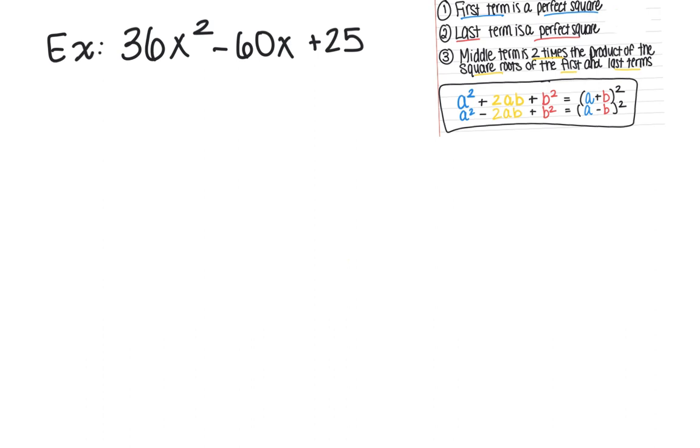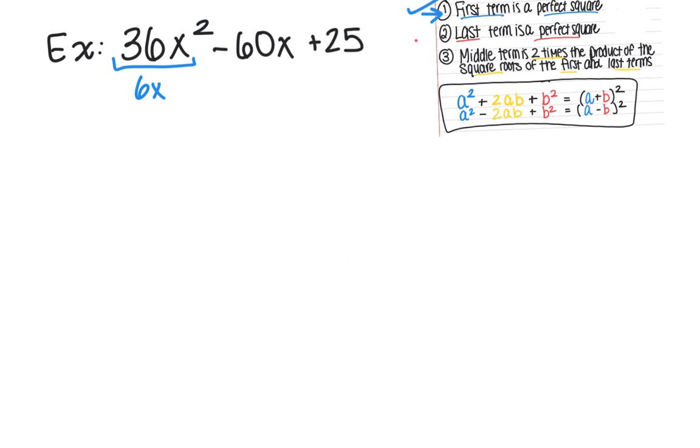All right, let's do an example in our notebook. So go ahead and copy this down and then push play when you're ready. All right, so we're going to determine whether this expression is a perfect square trinomial. And first, we're going to check and see, does our first term contain the perfect square? And yes, we can find the square root of 36x squared, and that is just 6x, so that one works.